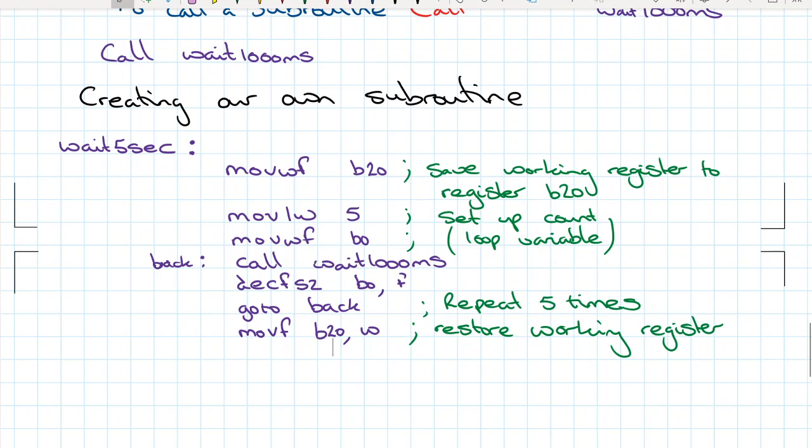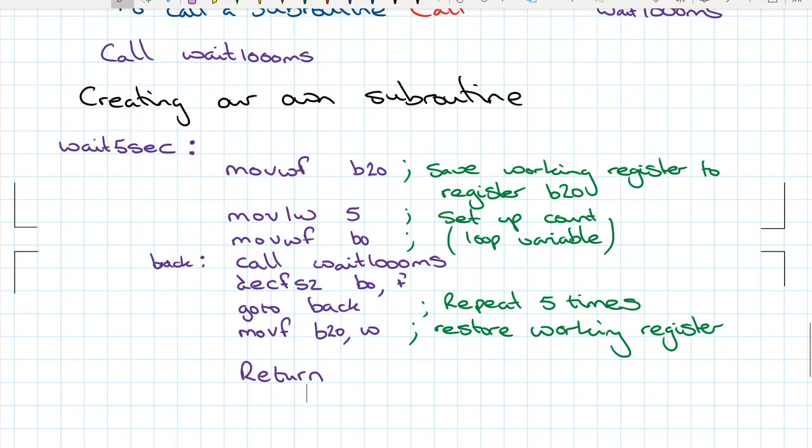And the last thing we need to do is exit our subroutine. The way that we exit our subroutine is we use the command return. And that allows us to go back to where we left off. Okay, and that's it. So now we've written our own subroutine to give us a 5-second delay.